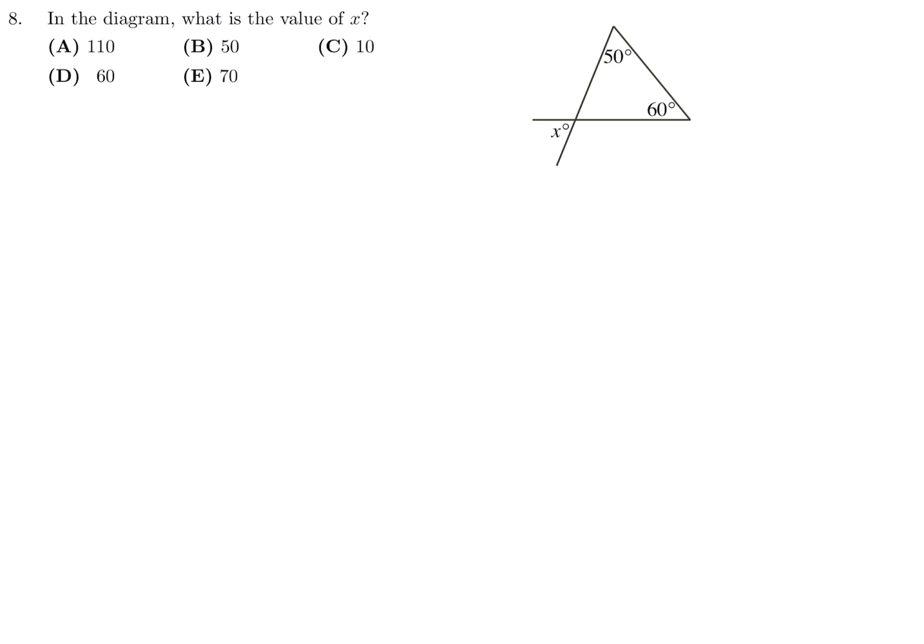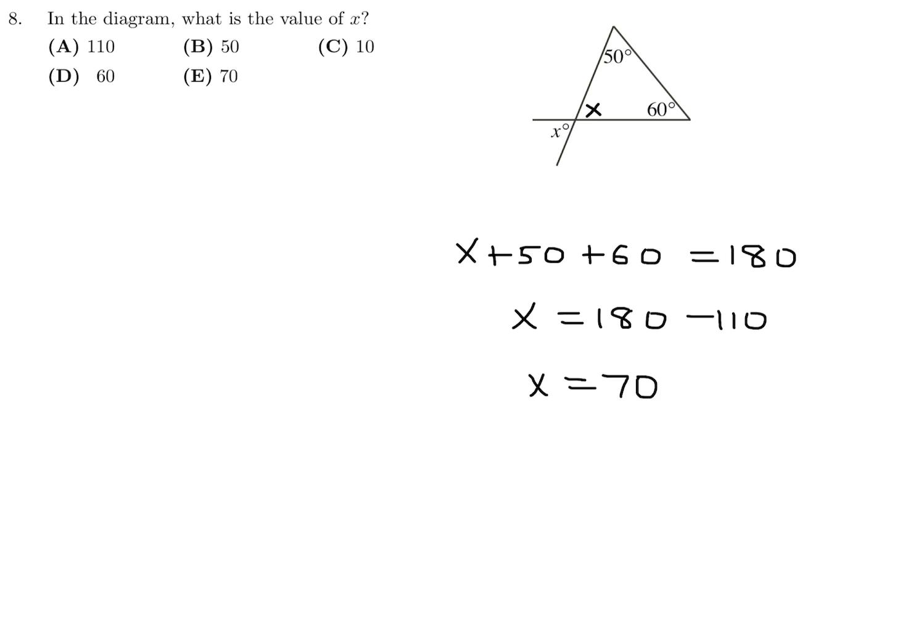In the diagram, what is the value of x? Because opposite angles are equal, this angle will be the same as that angle. So therefore, this is also x. And then the sum of the angles of a triangle are always 180. So x plus 50 plus 60 is equal to 180. Solving, you get x is equal to 180 minus 110. And therefore x is equal to 70. So number 8, the answer is E.